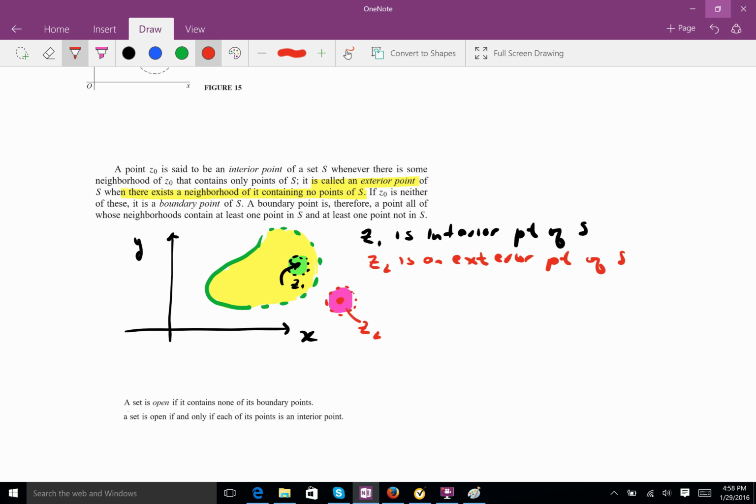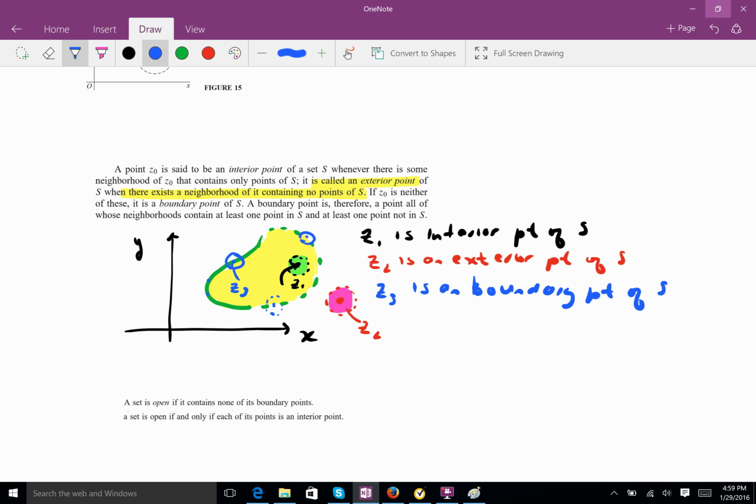Now you notice there are some points that are neither. The points on the boundary are neither one. Notice if I choose this point here, no matter how small I draw the epsilon neighborhood, there are always points in S and not in S. So I can never draw a neighborhood of this point that lies either entirely in S or entirely outside of S. So these are called the boundary points. Z3. So these points here are all boundary points. Notice that even if the point's not contained in the set, it can still be a boundary point. Like this point here is not contained in the set, but it's a boundary point because no matter how small I draw that neighborhood, it's never totally in one set or totally in the other. This is a boundary point of S.